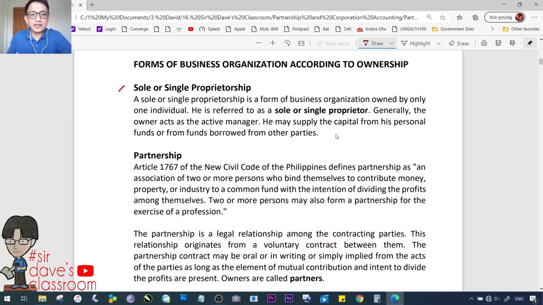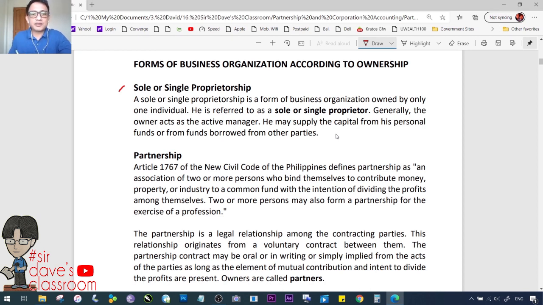So just in passing, a sole or single proprietorship is a form of business organization owned by only one individual. So alam na natin yan. He is referred to as a sole or a single proprietor. Generally, the owner acts as the active manager. He may supply capital from his personal funds or from funds borrowed from other parties.